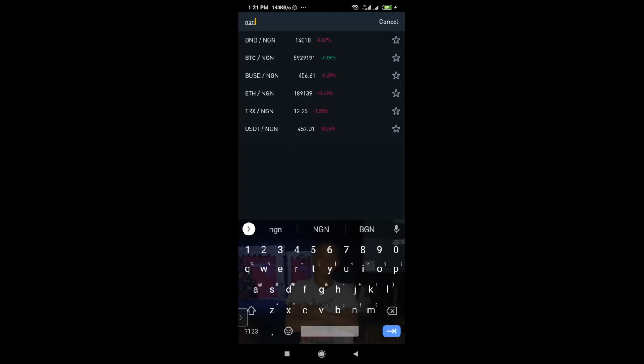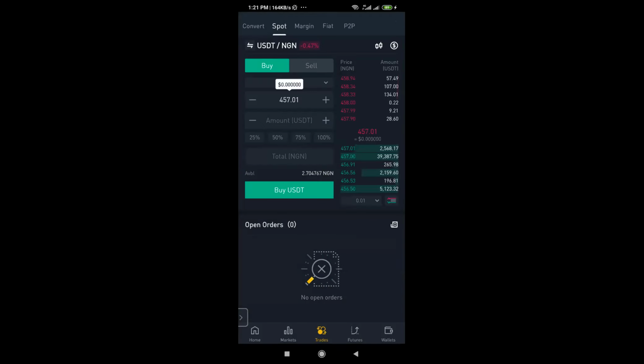Do you get? So it means that I can use my Naira to buy BNB, I use it to buy BTC. I can also use it to buy USDT. Now, if I want to buy USDT, this is what I just do. I just click on this USDT Naira. I click here, and I can see that currently at the market right now, one USDT is 457 Naira. You get? So the exchange rate at this moment is 457 Naira here on Binance.